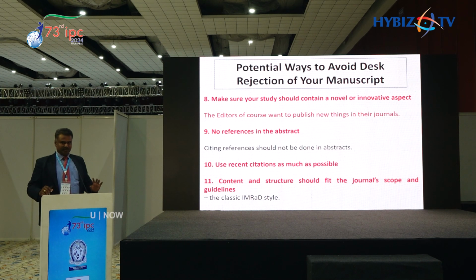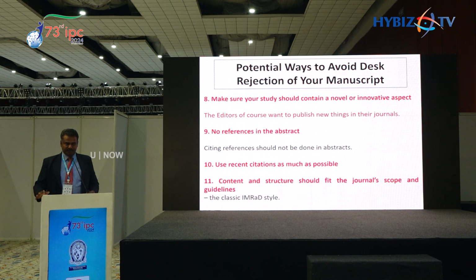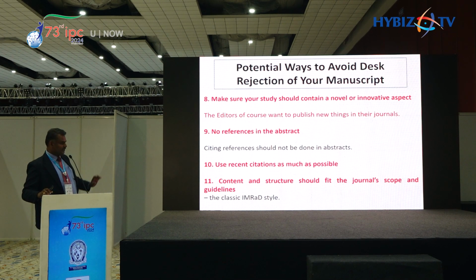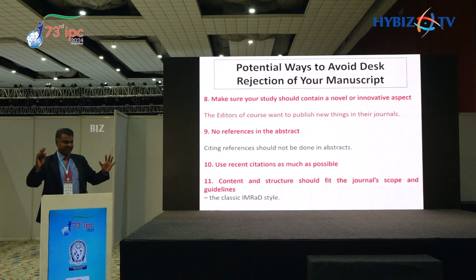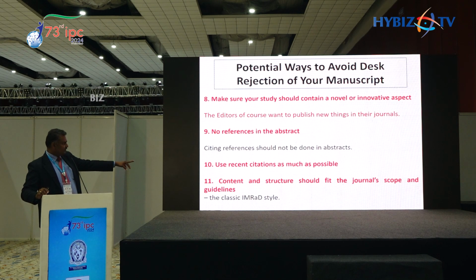Use recent references. Don't go for more than 50 references for your research paper, and don't go for fewer than 25 references either. Between 25 and 50 references makes a good manuscript. 70% of references should be recent. Then only is your study considered up to date. If all your references are from 1990, your study is outdated. Content and structure should fit the journal scope.